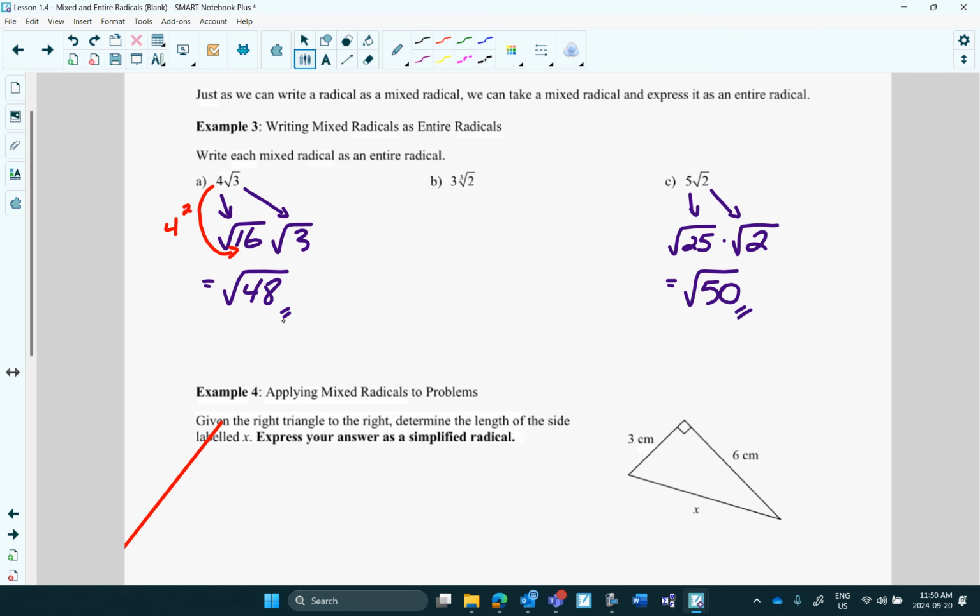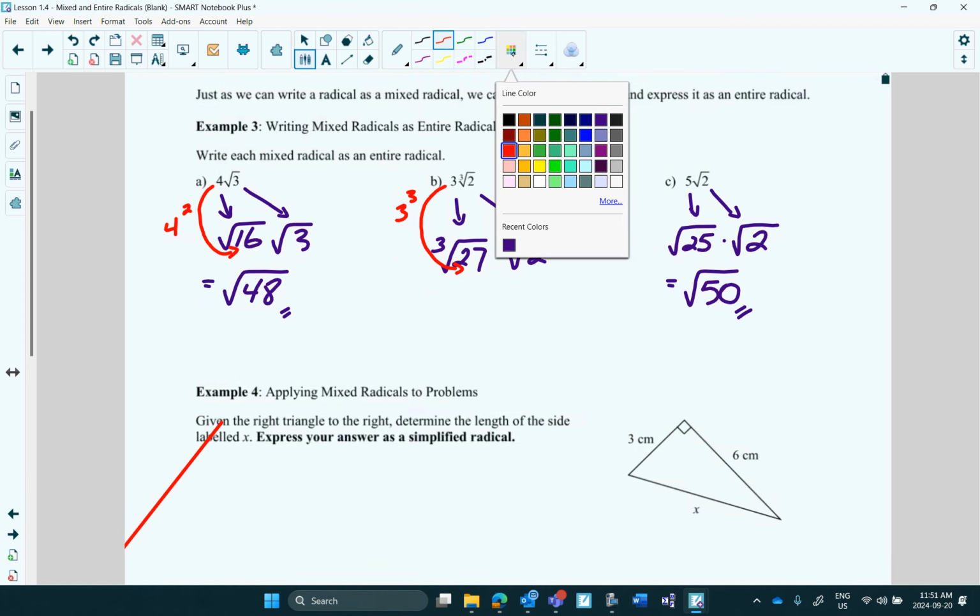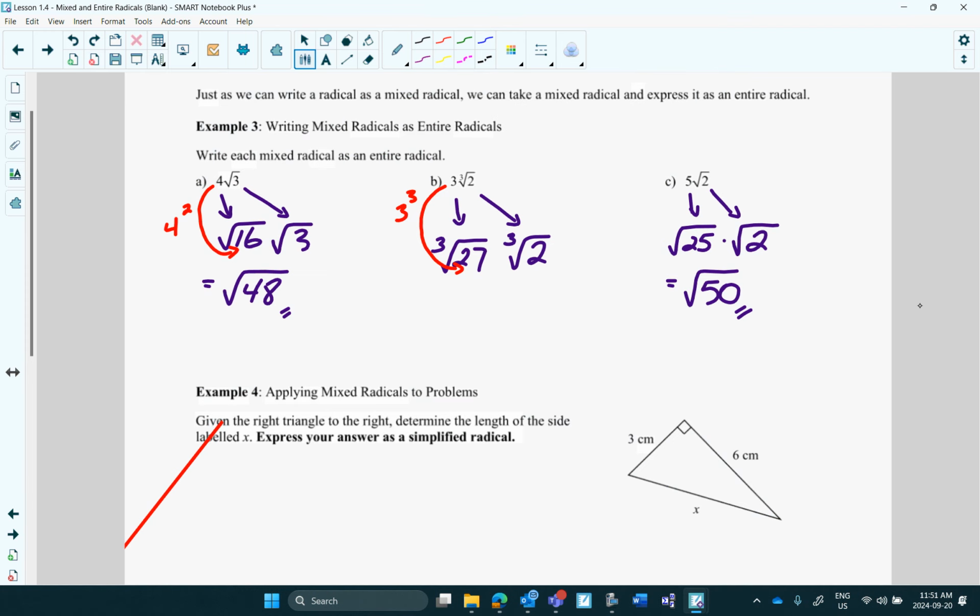You got to change your thinking on B. Exactly. This would be the cube root of 27. Why? Because you don't square the 3, you cube it. That tells us what goes underneath. Now I can multiply those two together into a single cube root. Cube root of 54.